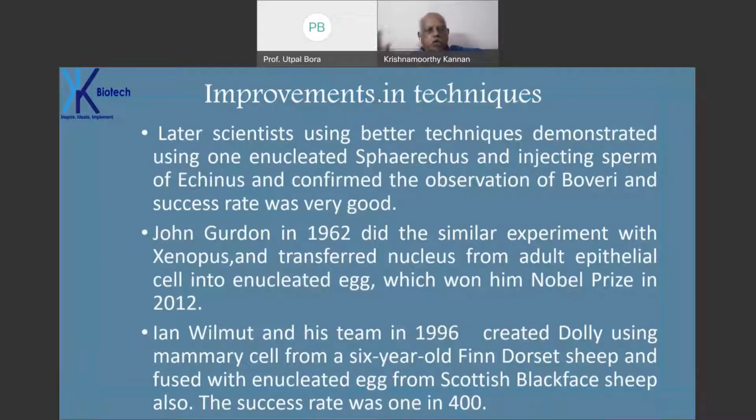That part becomes very, very important, and he got the Nobel Prize in 2012. And the famous Ian Wilmut's experiment of creation of Dolly. All these are similar. It started with Boveri, a lot of people tried, then John Gurdon perfected the experiment, then Ian Wilmut experimented. So you can create a whole new organism from the nucleus, showing the nuclear material is most important.